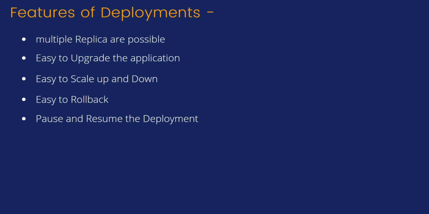Easy rollback means, for example, we have version v2 and at deployment time for v2 we get some errors, some bugs, or some issue comes up in production. What we will do is roll back to the previous version v1. That is also possible with deployments. We can also pause the deployment and resume the deployment. So these are the features of deployments.